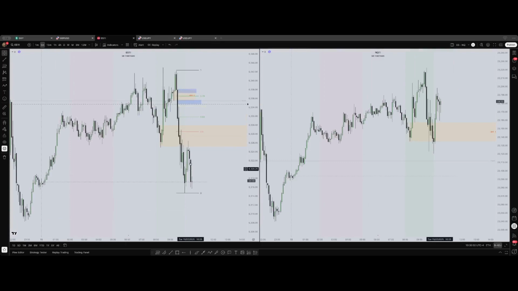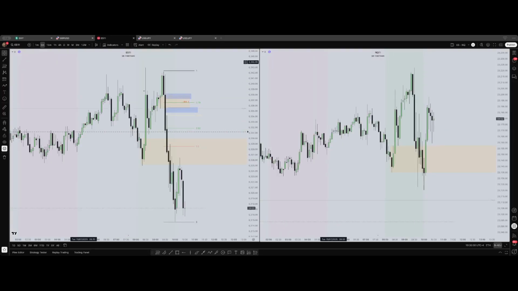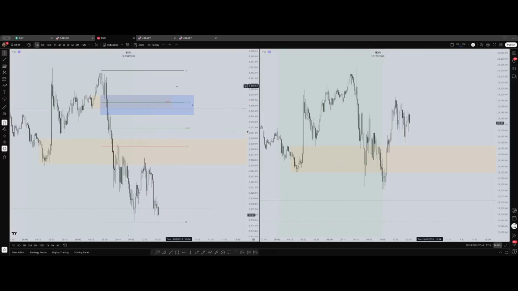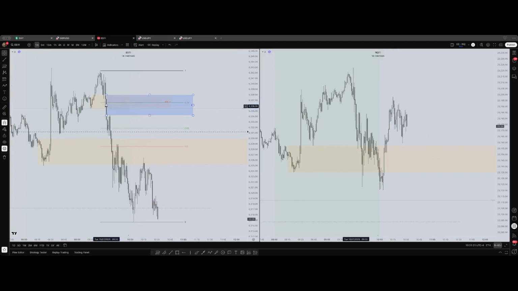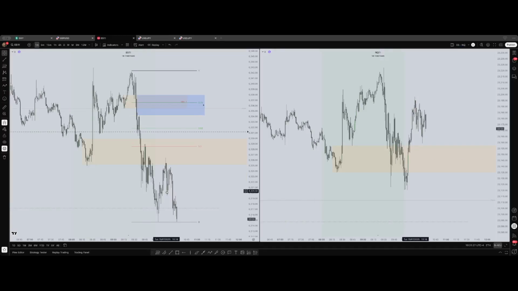So yeah, still waiting for ES. Hopefully it comes higher to this level. We can also observe a 5-minute fair value gap from this high to this low. So that's confluence. We have a breaker inside a 5-minute fair value gap. Very ugly, to be honest.